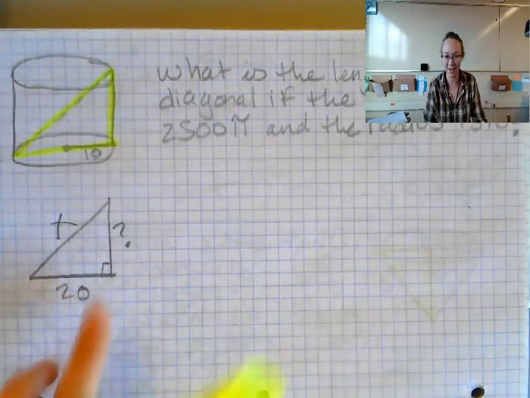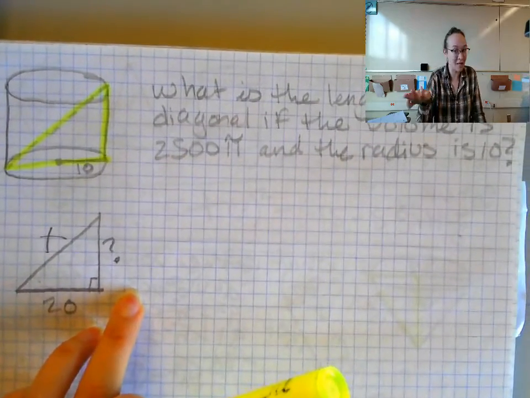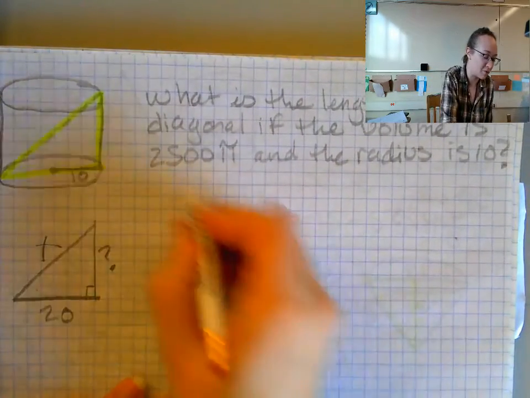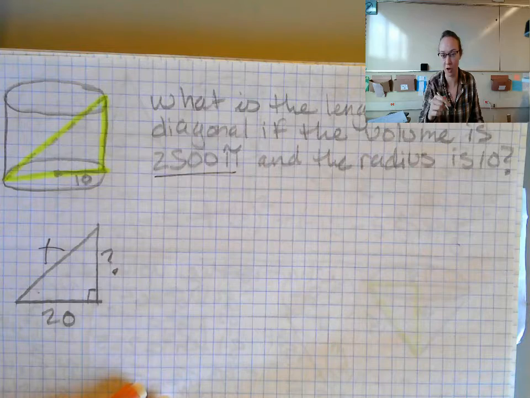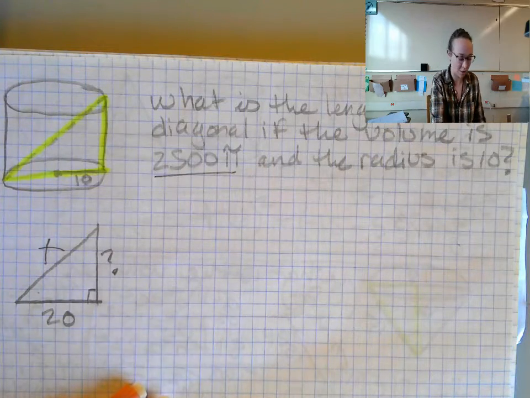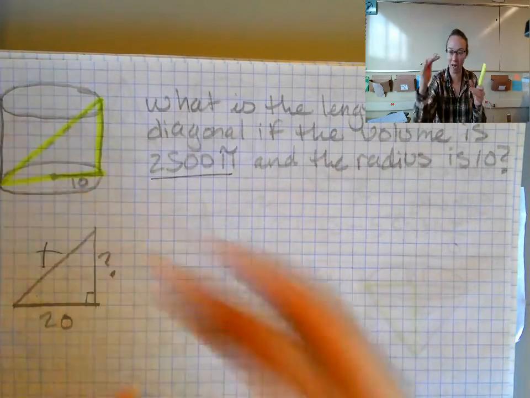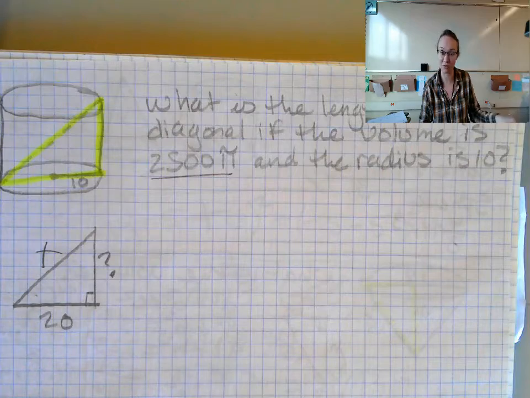Okay, but how can I find that height? Well, let's use the other piece of information they gave me. They told me that the volume is 2,500 pi. And if I know the volume formula and I know the radius, then I can work backwards to calculate the height. I can solve for the height.